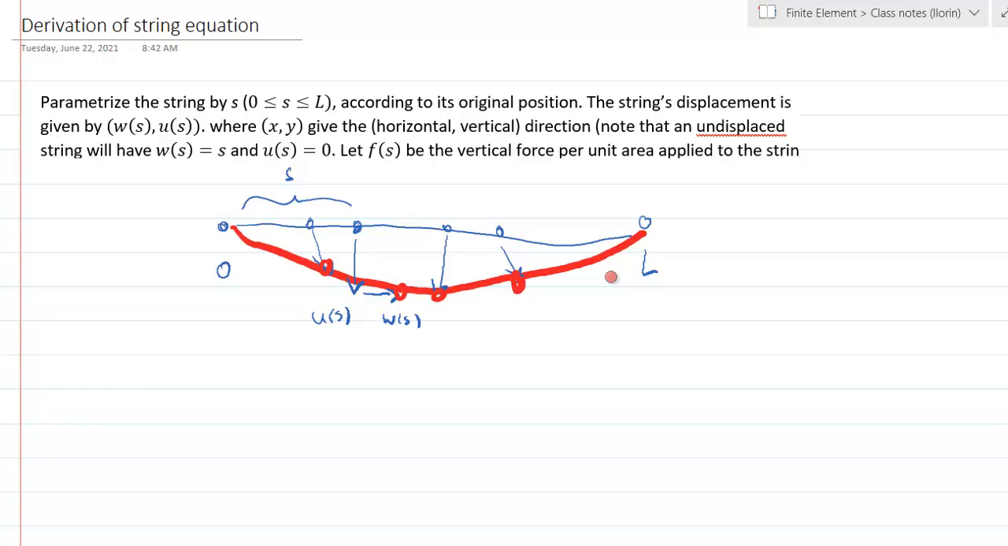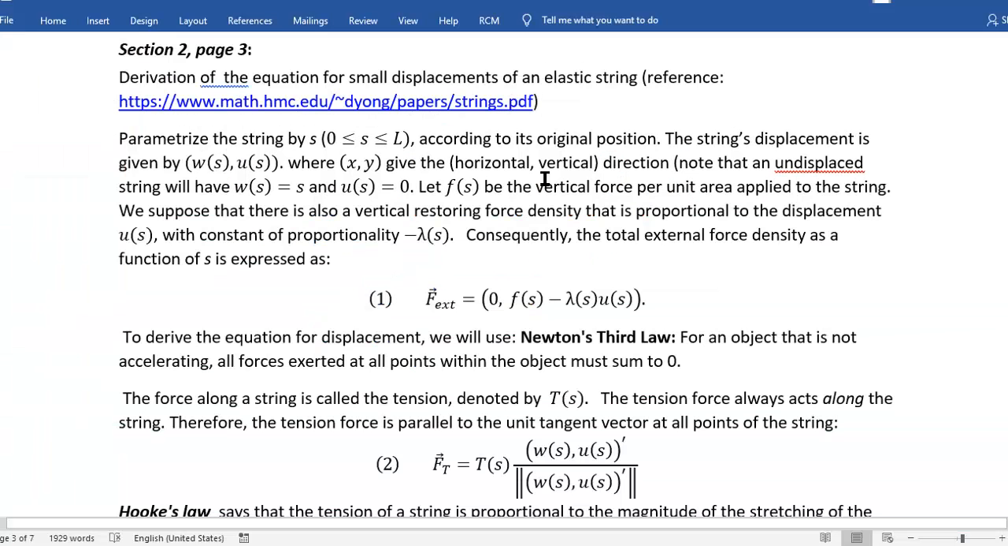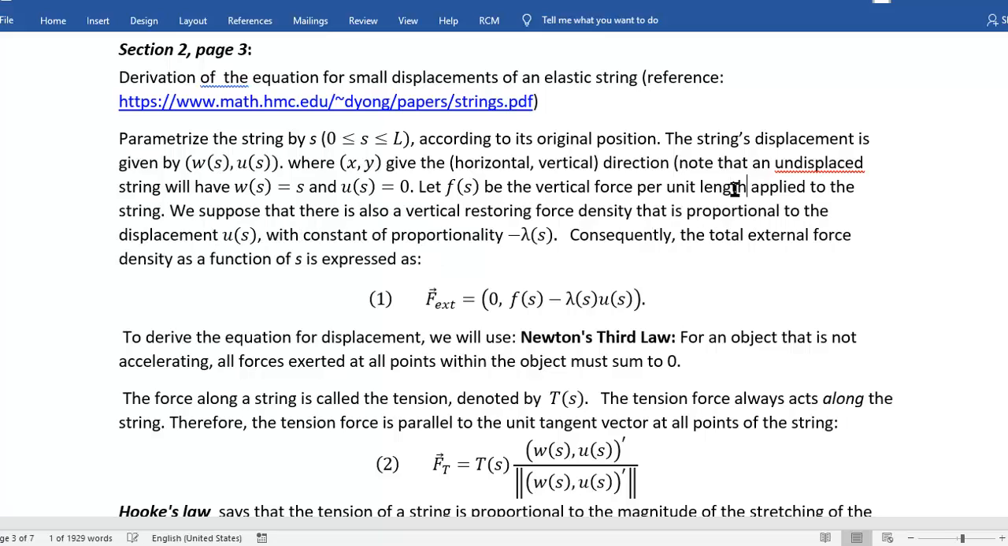So let's see what happens and what forces are involved in maintaining the new shape of the string. Remember, the reason why this string has a new shape is there is an external force pushing down on the string. The force may vary along the length, so that force is a function of s. So let f of s be the vertical force per unit area applied to the string. Really, this should be per unit length, because the string has a length, not an area.